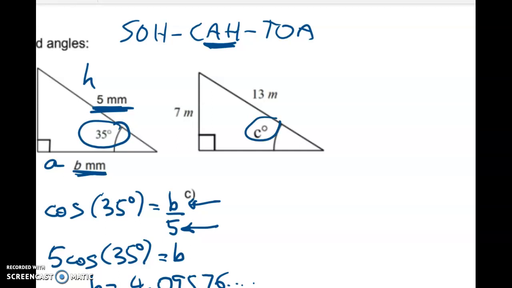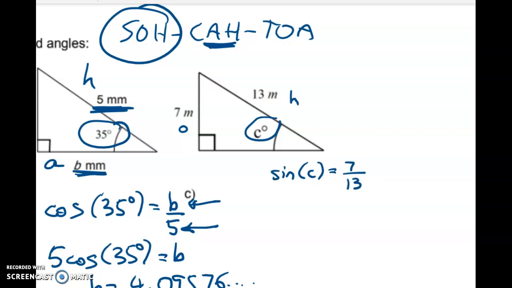So we start again by labelling. We've got the opposite side here and the hypotenuse here. That means that we're working with sine. So sine of C is equal to 7 over 13. We need to undo the sine function using the inverse sine. So we're asking what angle will give me a sine of 7 over 13. And on the calculator, this is what we do, right? Remember that this button will be one of your second level yellow buttons, so you're probably going to be looking for the shift button.